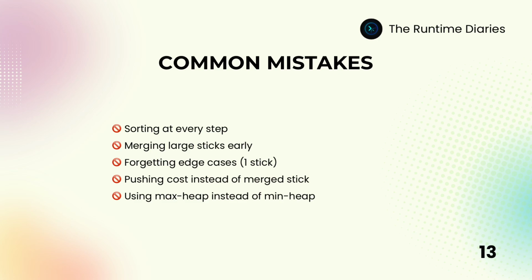There are some common pitfalls. First, sorting inside the loop instead of using a heap. Second, connecting large sticks too early. Third, forgetting the edge case when there's only one stick. Fourth, accidentally pushing the cost instead of the merged stick into the heap. Fifth, using a max heap by mistake instead of a min heap. And sixth, overthinking instead of using the heap pattern. Most wrong solutions boil down to ignoring the greedy rule. Smallest first, every time.